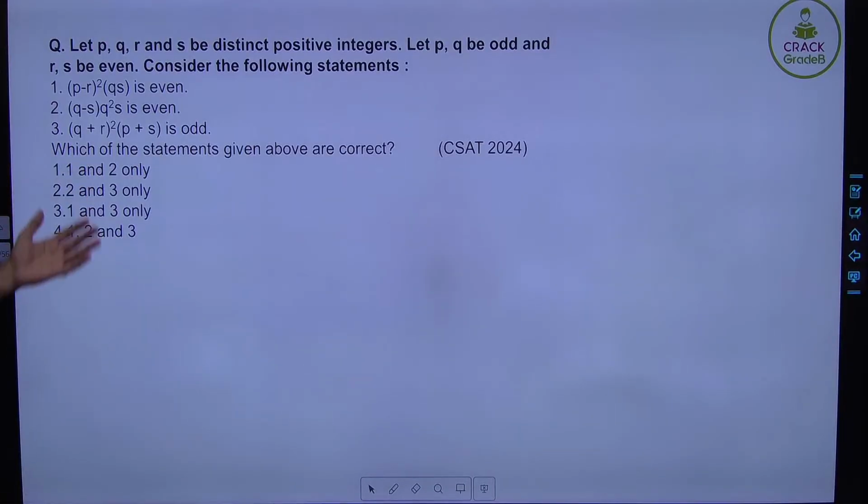Now you guys should be able to solve this question. See, if you really put in effort for 2, 3, 4 minutes, all of you will be able to solve this question correctly. Take examples, P and Q odd numbers, R and S even numbers.